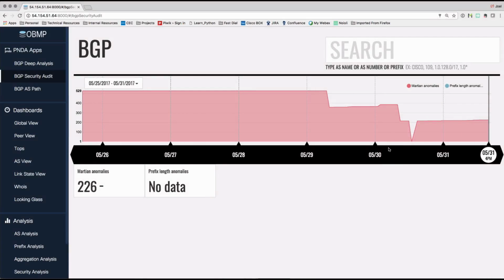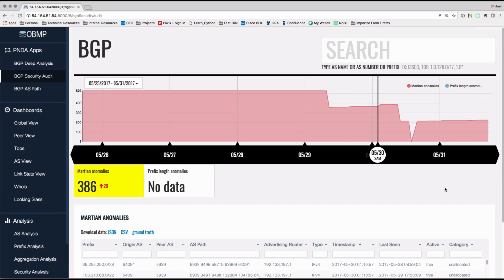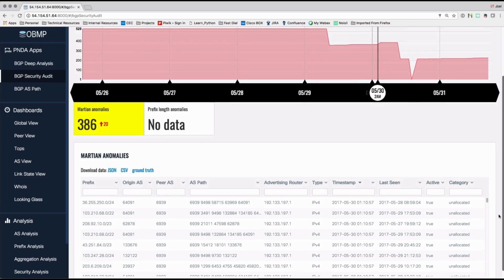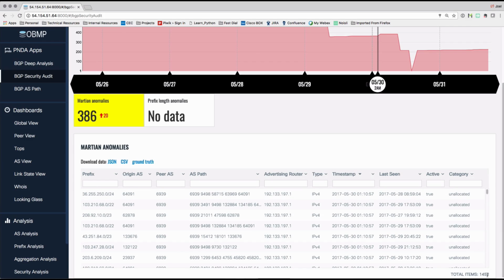The security audit module is looking for Martians and Bogon prefixes. These are RFC 1918 style prefixes, as well as prefixes which are currently formally unallocated. With our data looking back over a week, we can see the prefixes that have been advertised. And by using the filters, we can then pick a particular AS and even down to the particular prefix that we're interested in.